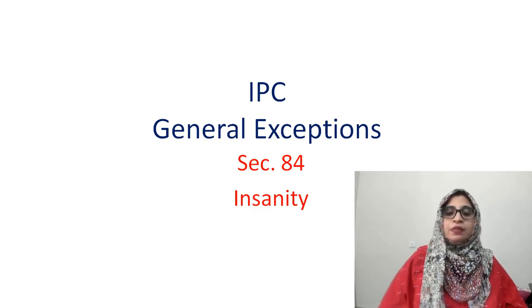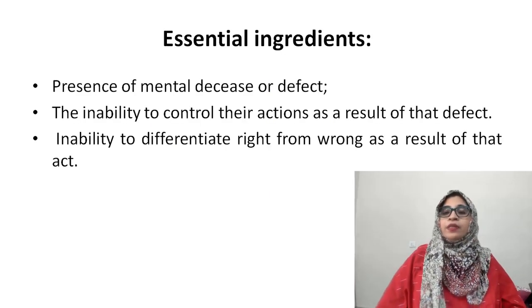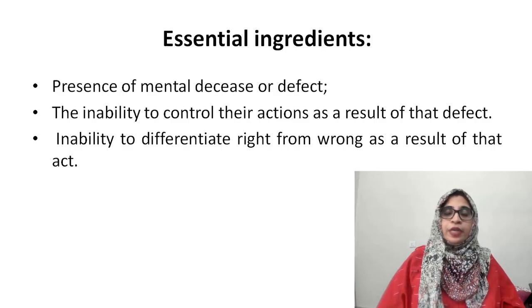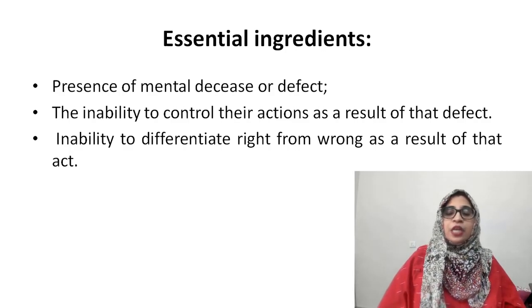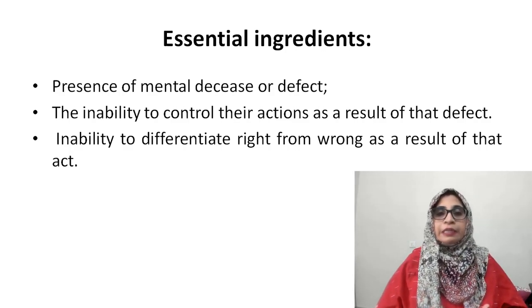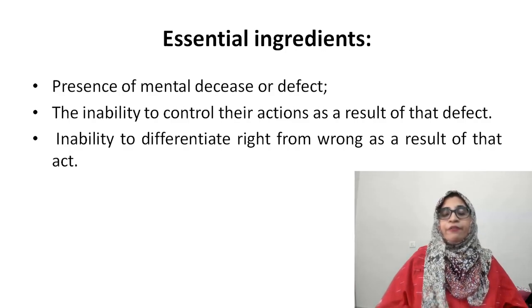Today's topic is insanity, that is Section 84 of the Indian Penal Code under General Exceptions. So, what is Section 84 of the Indian Penal Code? We can also call it insanity or unsoundness of mind. Essential elements: when we discuss the essential ingredients of insanity, the first one is the presence of mental disease or defect.